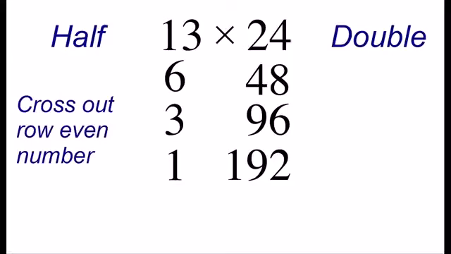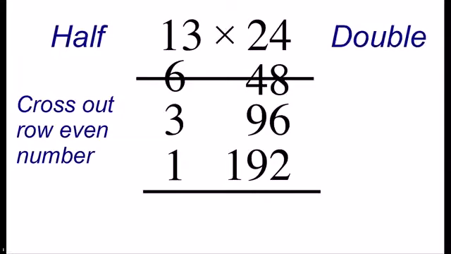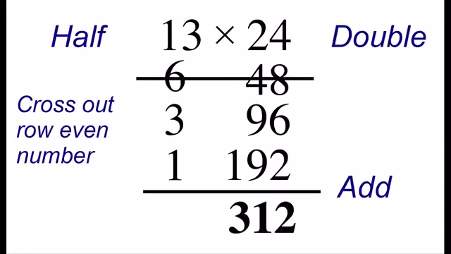The third step is to modify our table by crossing out any row that starts with an even number. In our table, only the row that starts out with 6 is an even number, so we're going to cross out the entire row. The final step is to add the numbers in the right-hand column. So we need to add up 24, 96, and 192. And when we do that, we get the result of 312, and that's our answer. 13 times 24 is 312.